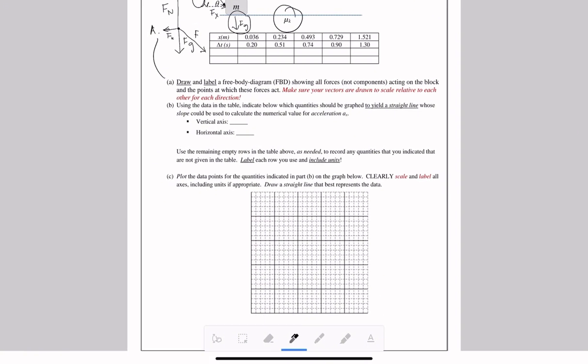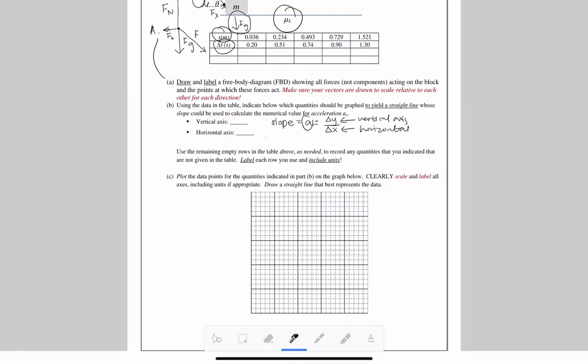For part B, it asks us to find the slope. So we know that the slope, which we'll be taking as A, is the change in y over the change in x. So this will be our vertical axis, and this will be our horizontal. Now how do we solve for A using these variables x and t?